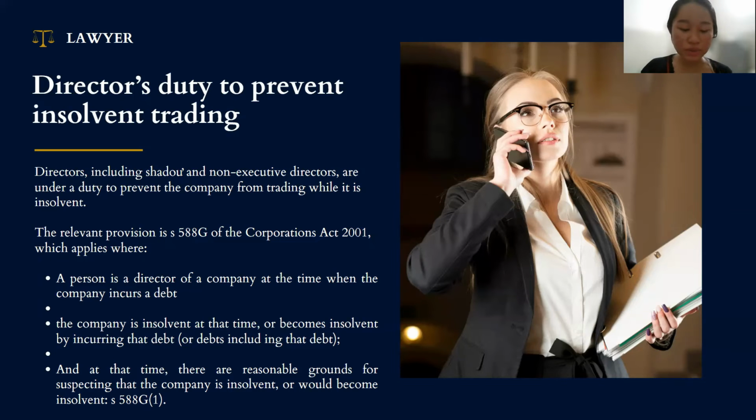The relevant provision is in Section 588 of the Corporations Act 2001, which applies where, firstly, a person is a director of a company at the time when the company incurs a debt. Secondly, the company is insolvent at that time or becomes insolvent by incurring the debt. Thirdly, at that time, there are reasonable grounds for suspecting that the company is insolvent or would become insolvent.